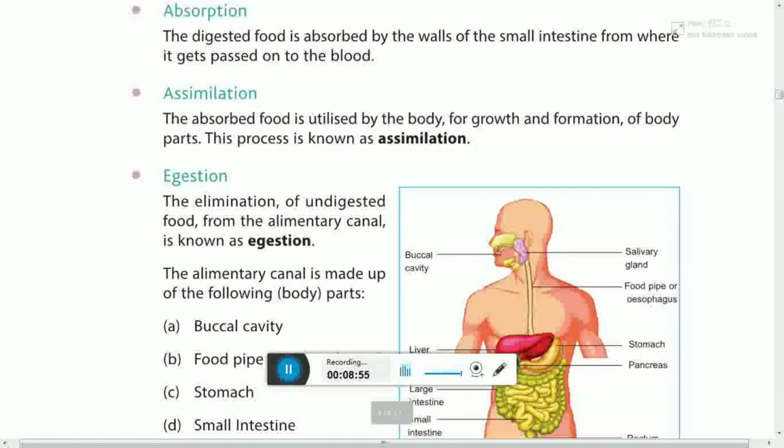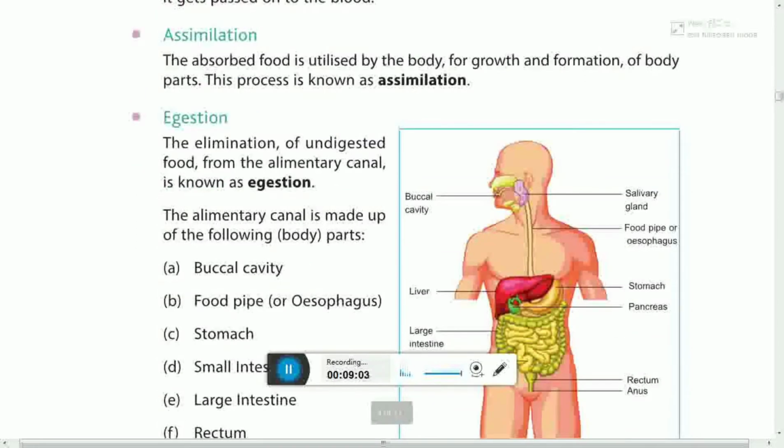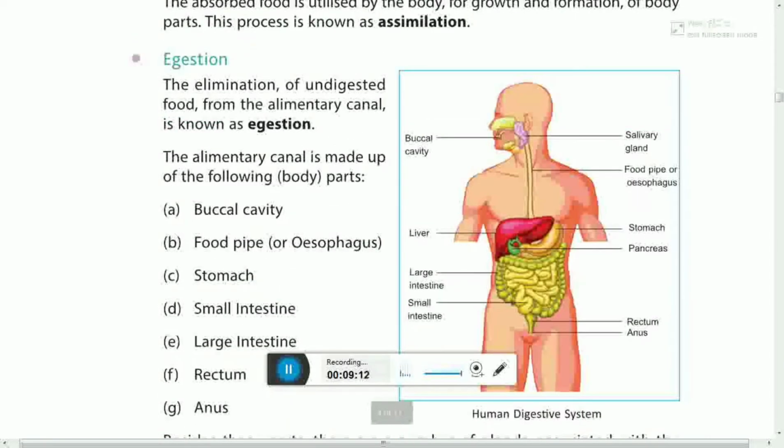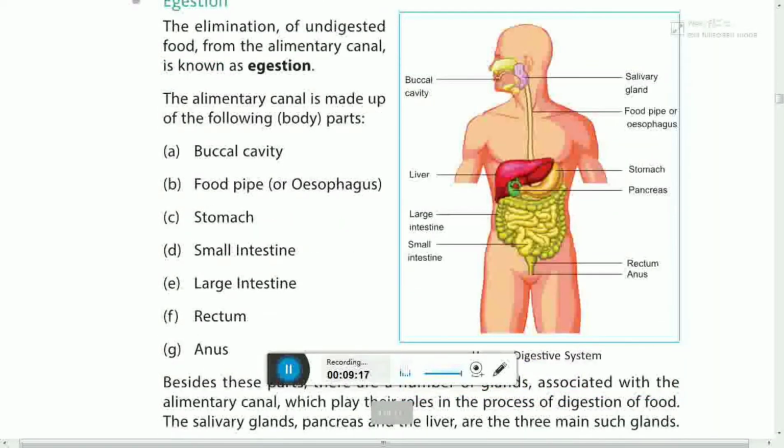The alimentary canal is made up of the following body parts. Just you can see in this picture also. First one is buccal cavity, food pipe, our esophagus, stomach, intestine, large intestine, rectum and anus.